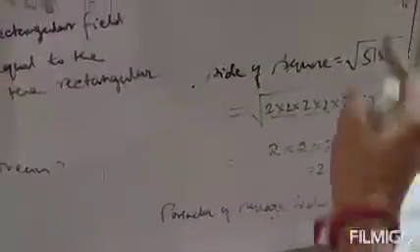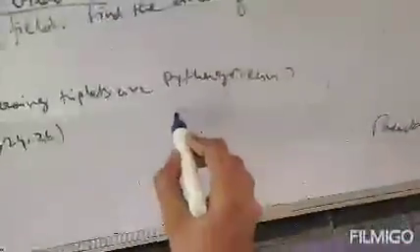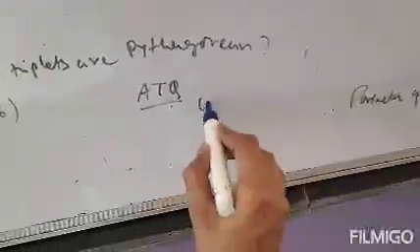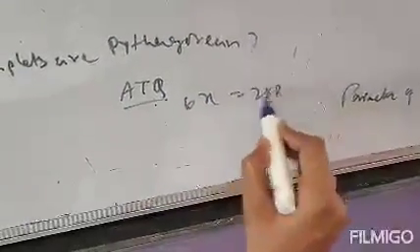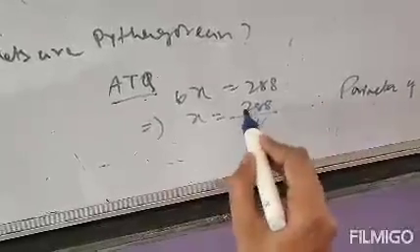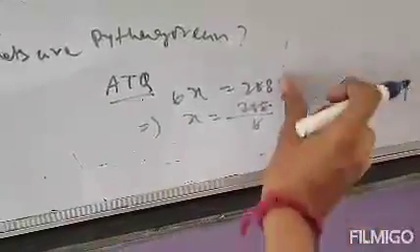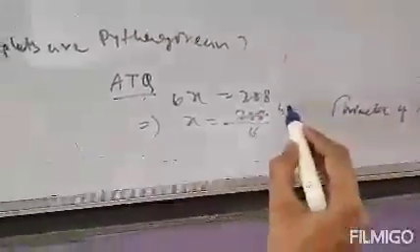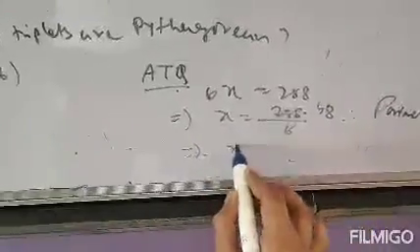Now the perimeter of the rectangular field is equal to the perimeter of the square field. It is given. So the perimeter of the rectangular field is 6x meter and the perimeter of the square field is 288 meter. Now these two will be equal. So according to the question, 6x equals 288. Therefore x equals 288 divided by 6. 6 4s are 24, 6 8s are 48. Therefore x equals 48.